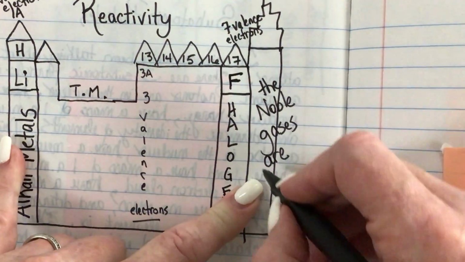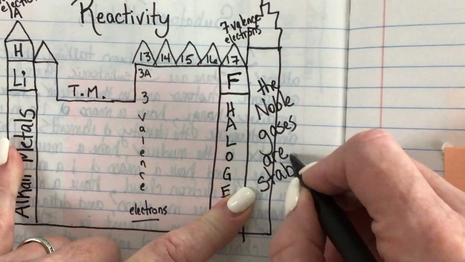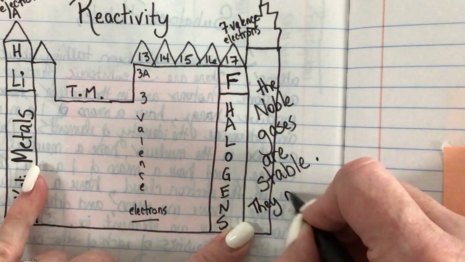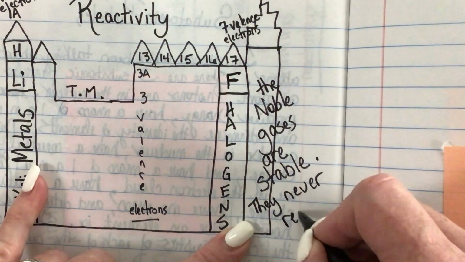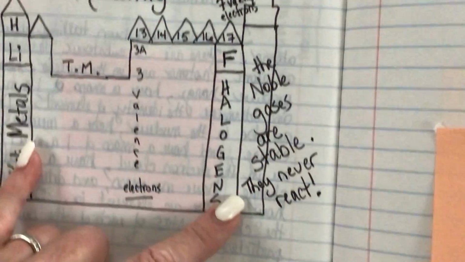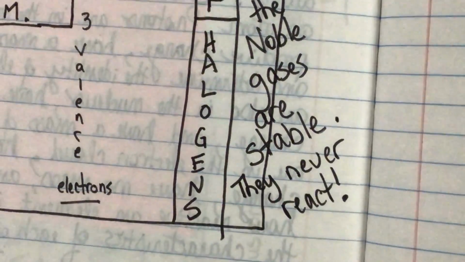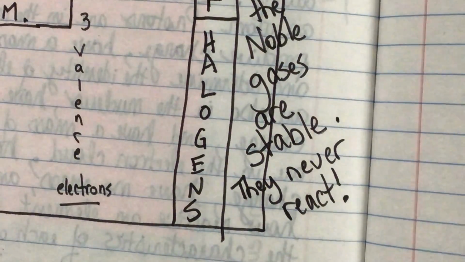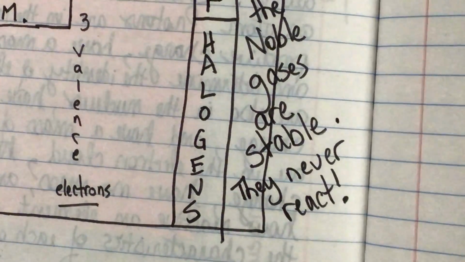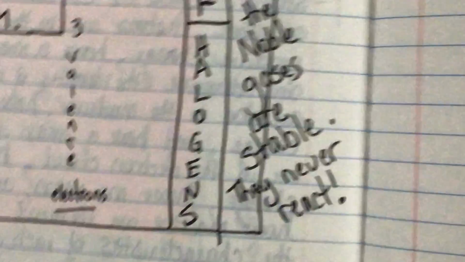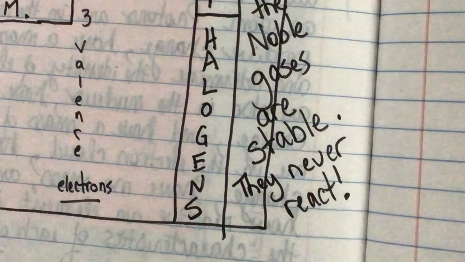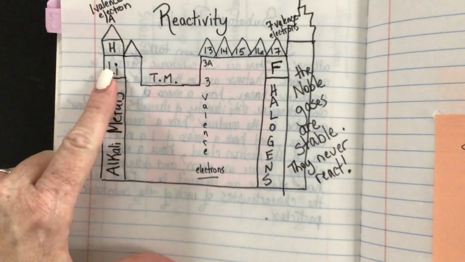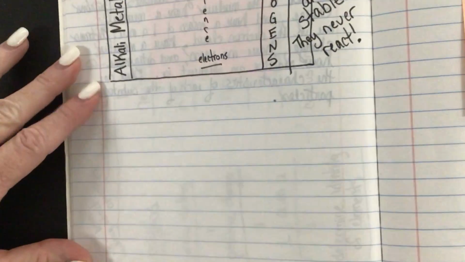The noble gases are stable. We're going to write the noble gases are stable, which means they never react. Okay, the noble gases are stable. They will never react with any of the other elements on the periodic table. Nod your head if you got that much. Okay, we're gonna do a Bohr model of lithium and a Bohr model of fluorine to show that.